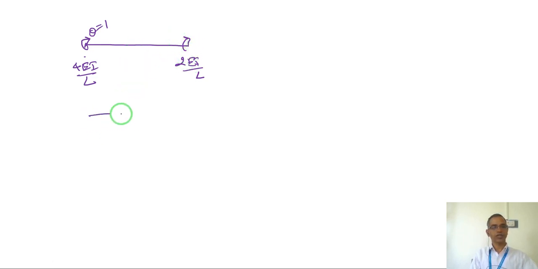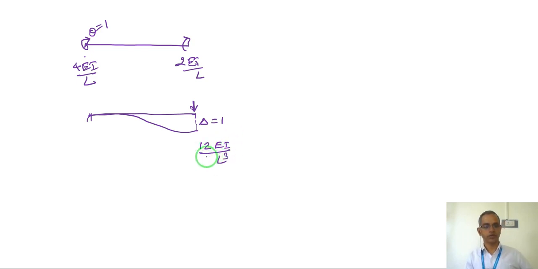The second important thing is, because of unit displacement at this point, delta equal to 1, how much is the shear produced? It is 12 EI by L cubed. Very important: 12 EI by L cubed is the shear required to cause delta equal to 1, in this direction.